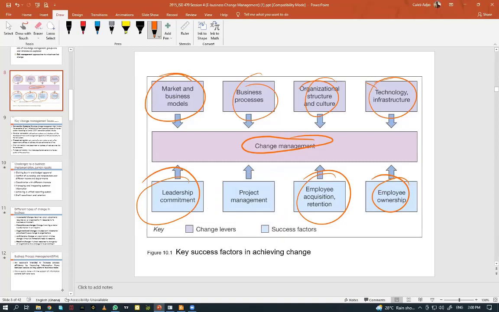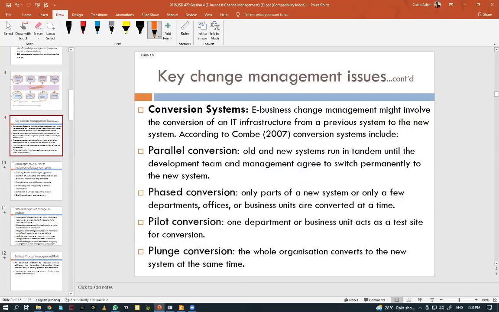So project management is one of the key factors. Okay, so these are the change levers and these are the success factors. Those up here are the change levers and those down here are the success factors. Now let's go into it. Key change management issues.